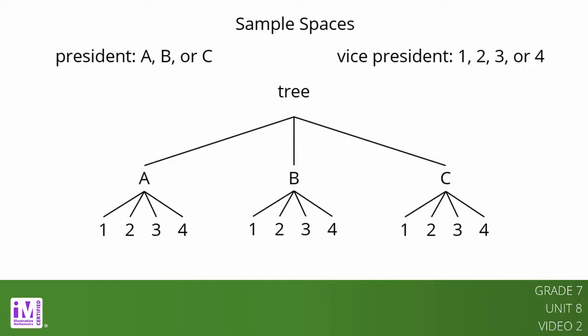For example, this branch represents the event in which B is president and 3 is vice president. We can see that there are 12 outcomes in the sample space, either by counting the number of branches in the tree or by recognizing that there are 3 groups of 4 numbers at the ends of the branches and computing 3 times 4.